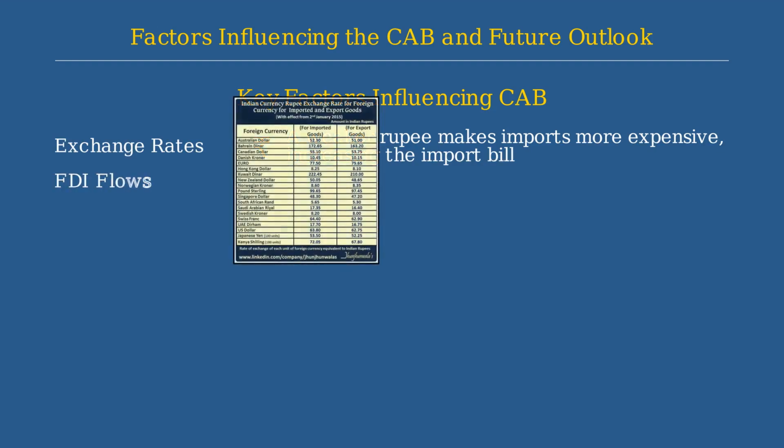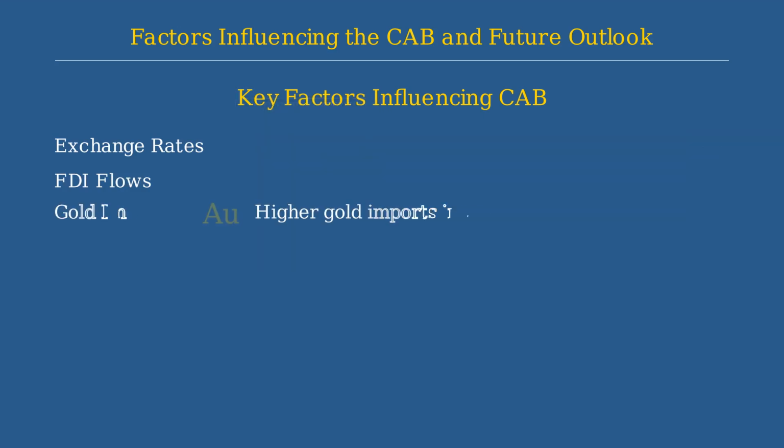Foreign direct investment flows play a crucial role. Decreasing FDI inflows can put pressure on the current account deficit. As shown in this chart, countries like Mauritius, Singapore, and the UK are major investors in India. Gold imports significantly affect India's trade balance. Higher gold imports can widen the current account deficit, as gold represents a substantial portion of India's import bill.